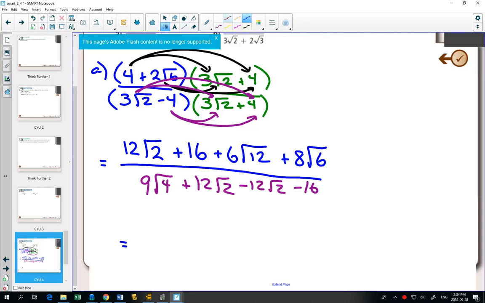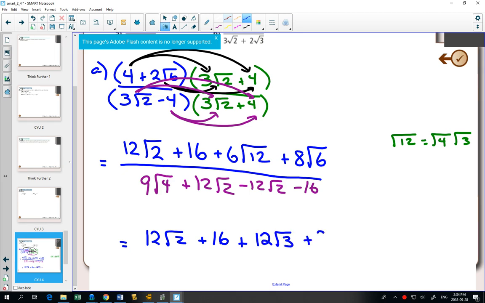But the root 12 I can simplify because root 12, I'll just put it off to the side here, root 12 is equal to root 4 times root 3. So because of that, I can rewrite the top as 12 root 2. That I can't change. 16 I can't change. But root 12 is the same as 2 root 3. That 2 multiplies the 6. We get 12 root 3 plus 8 root 6.